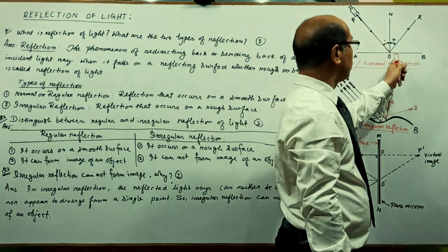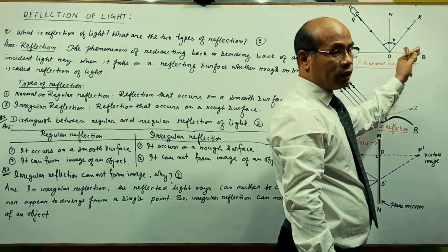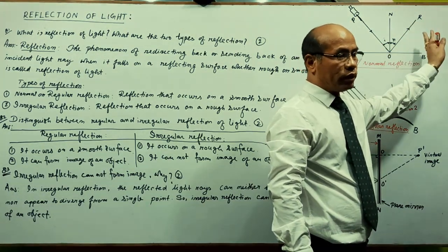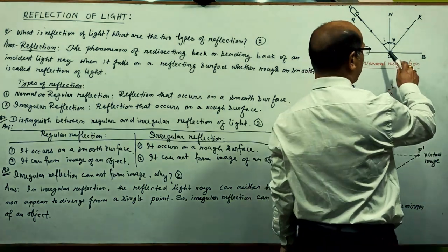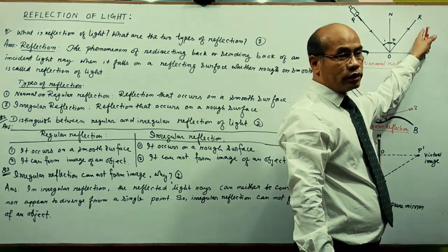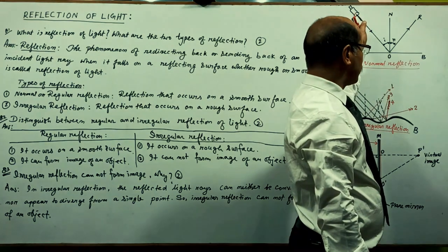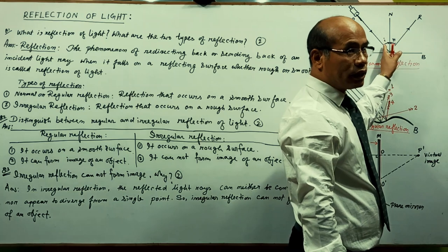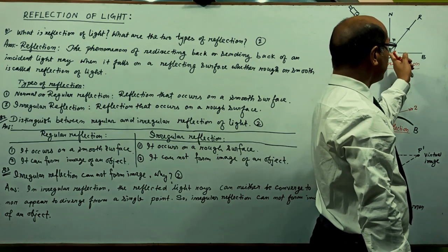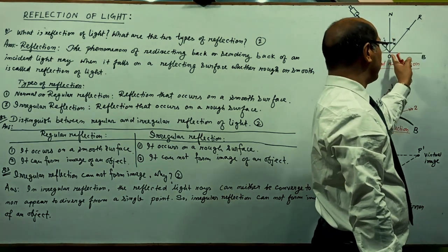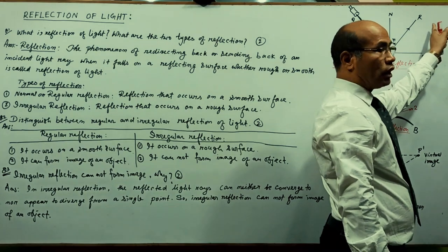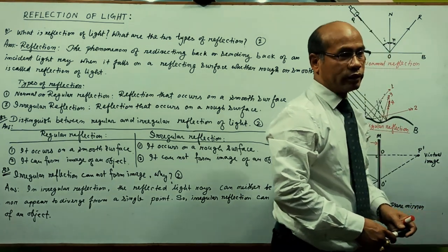Here AB is a reflecting surface, and the light falls upon its surface. The incident ray PO falls at point O. PO represents the incident light ray. And the light that is redirected back to the same medium after reflection from the interface AB is the reflected light. OR represents the reflected light ray.